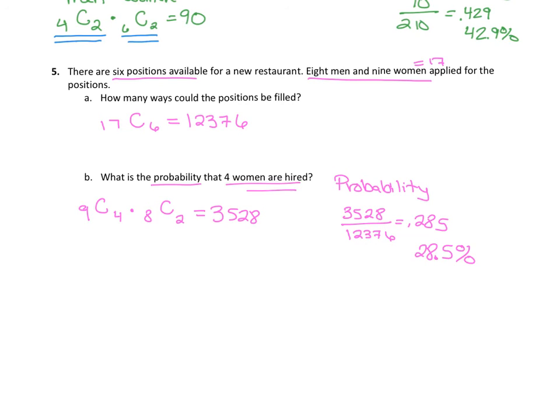So if I have 17 people, I'm choosing 6 of them. So again, it doesn't matter what order I'm choosing, so that's why it's a combination. Then what's the probability 4 women are hired? So remember, I want 6 positions. So if 4 women are hired, that means 2 men are also hired. So if I have 9 women and I'm choosing 4 times 8 men and I'm choosing 2, that's 3,528 possible ways. So when I do the probability, I'm going to do the 3,528 divided by the 12,376, and so the probability that that would happen would be 28.5%.